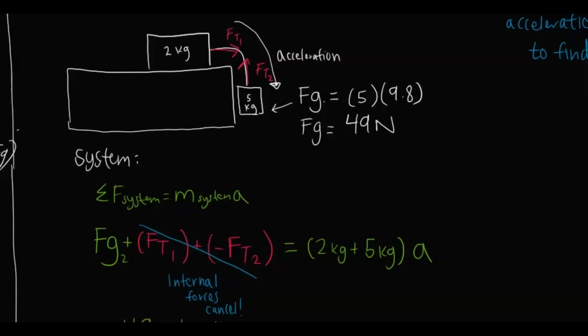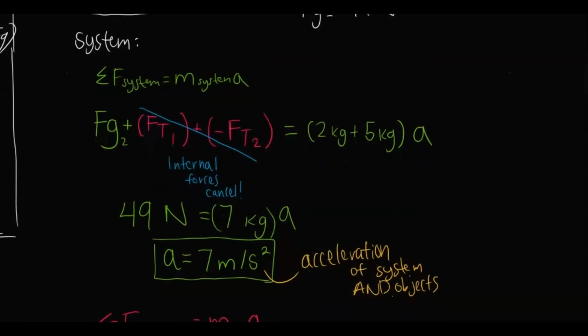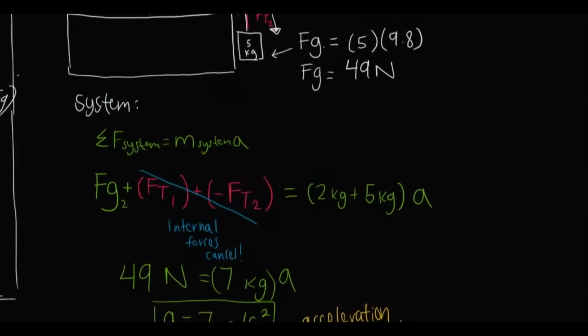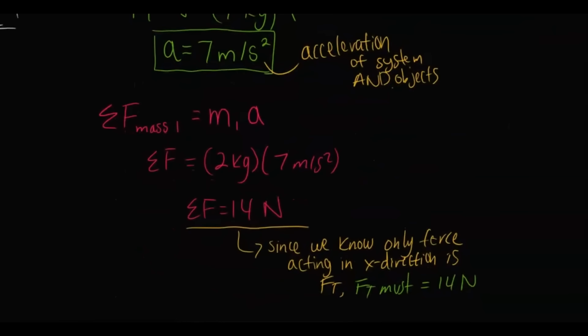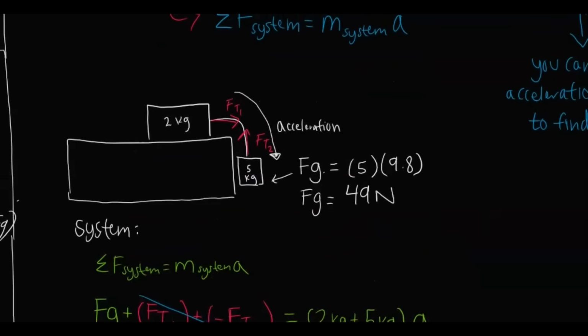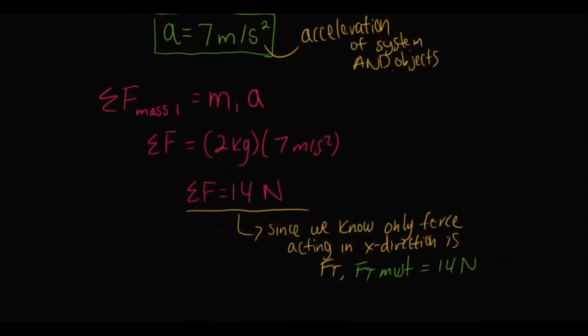Internal forces, like the force of tension, cancel out, and the mass of the system would be the total mass, so the 2 kilogram and the 5 kilogram. And so we can calculate that the acceleration is 7 meters per second squared. Since it's moving as a unit, that's the acceleration of the system and the objects inside. Now we can calculate the force of tension by looking at the first object. The sum of all the forces is the force of tension, because it's the only one acting upon it in that direction. There's the force of gravity and the normal force, but those are equal because it's not accelerating up and down. So sum of the forces equals ma.